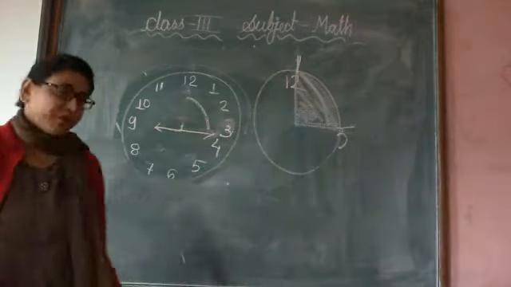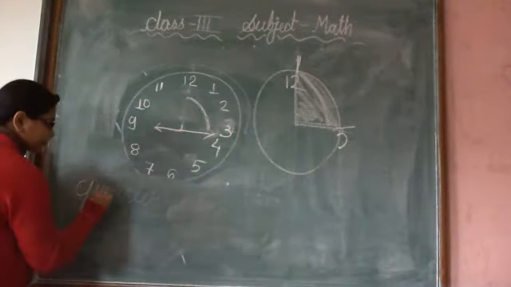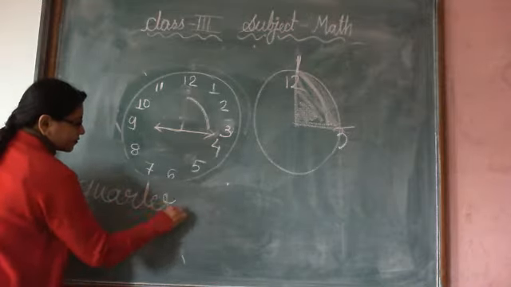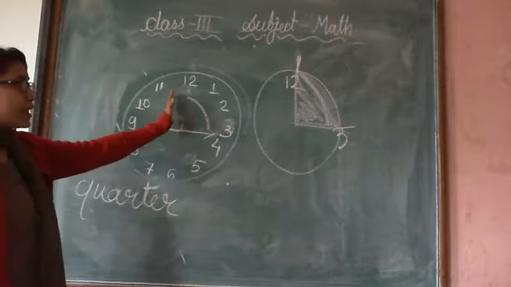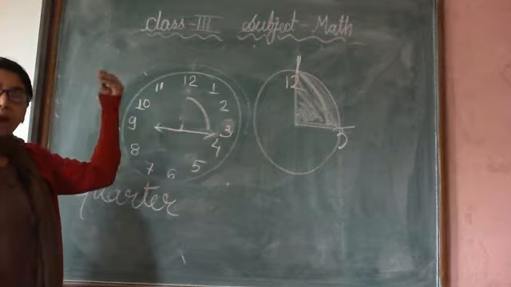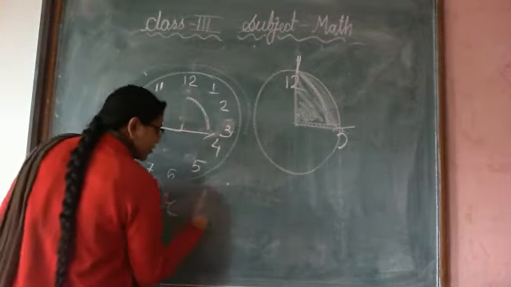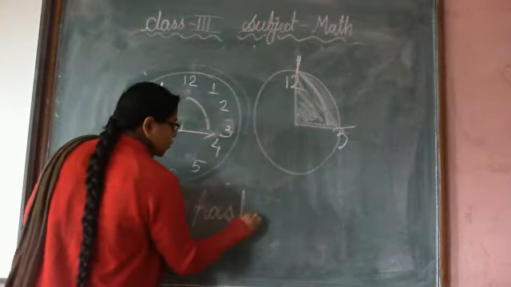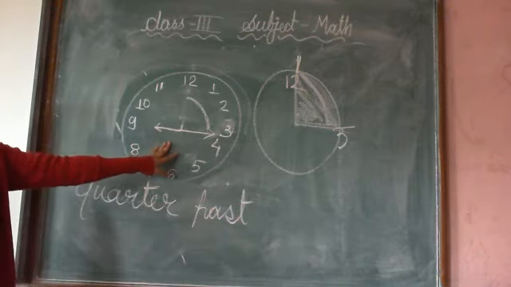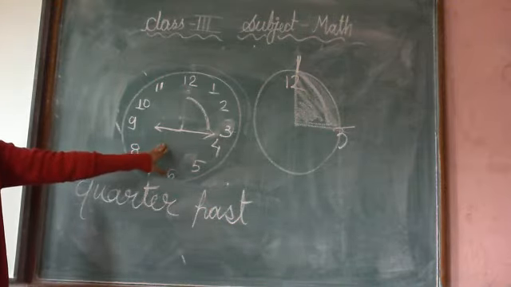So let's write quarter past. The minute hand has passed quarter past. What quarter past? 9. Quarter past 9.